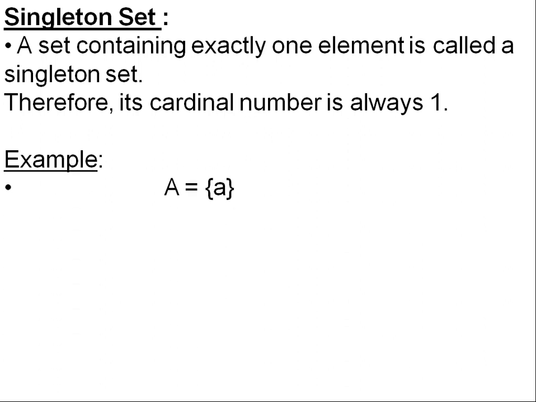As an example, we can talk about a set A which is equal to, within curly brackets, a lowercase a. It is containing only one element, so it is a singleton set. Similarly, another set B which is equal to, within curly brackets, 1 contains only one element in it, so it is also an example of a singleton set.